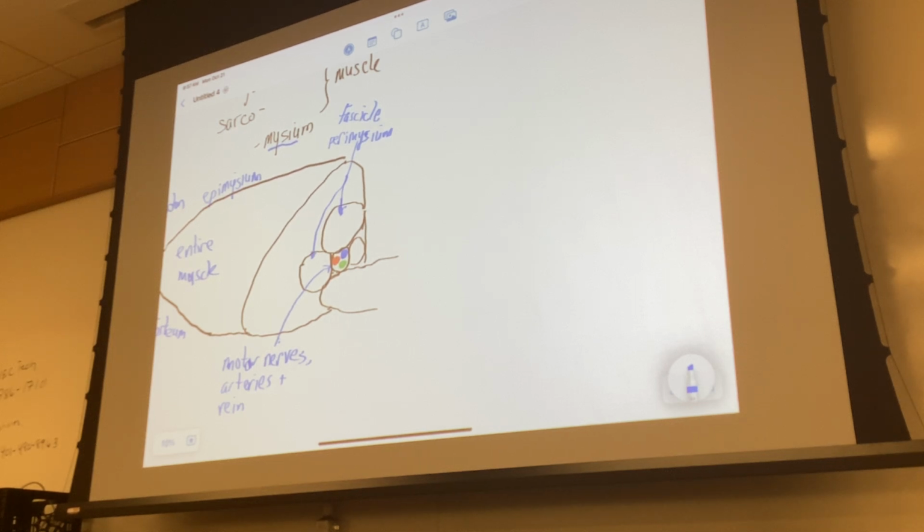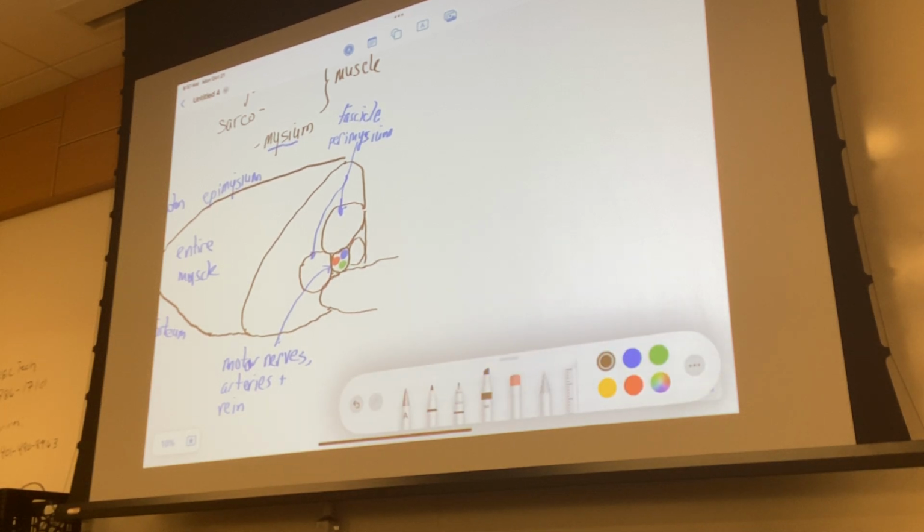And as we get successively smaller and smaller, those motor nerves, arteries, and veins get smaller and smaller, and they then have different terminology. So you may hear me using the words arteriole and venule. That's a smaller artery or vein. And then ultimately you get down to the level of the capillary, which is the smallest blood vessel in our body.